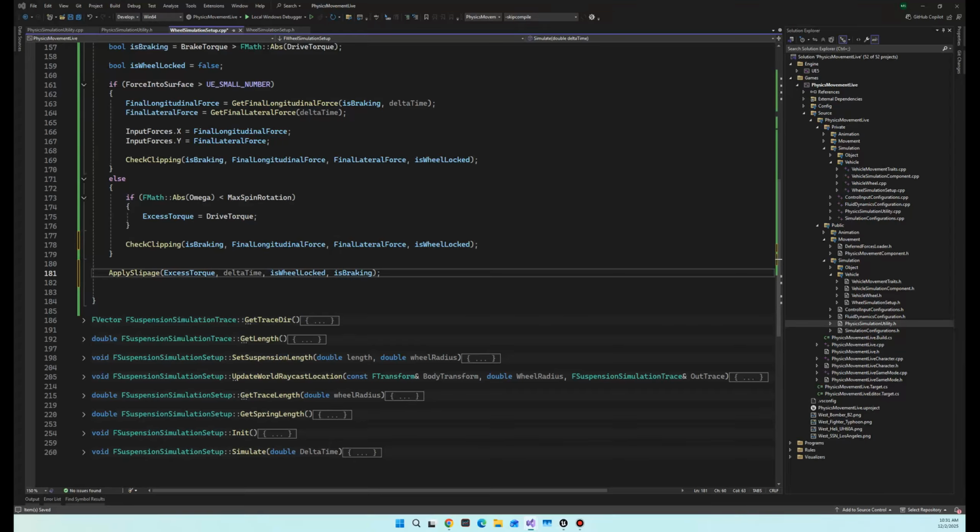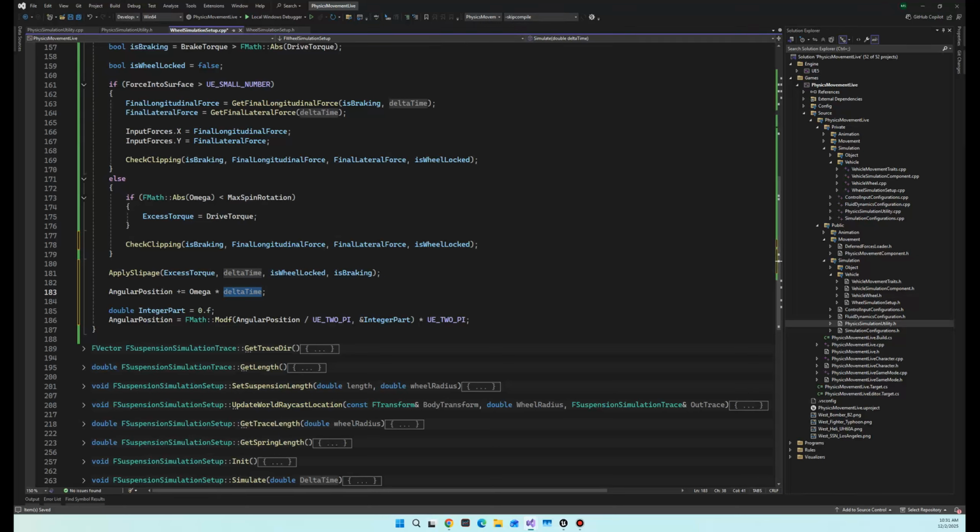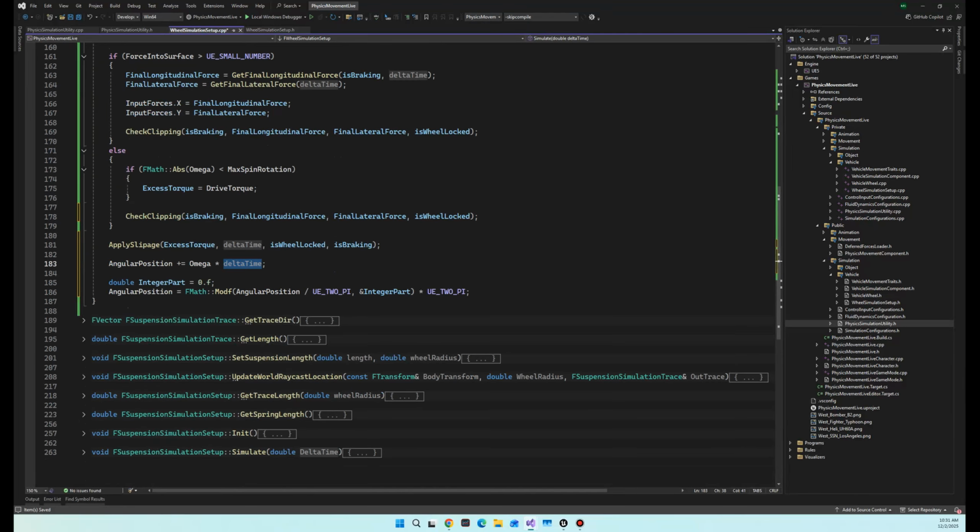So after we've gotten all of that, we need angular position. There's a couple of things we need to do for that. First off, we need to calculate the angular position. That's based on the omega and delta time. Again, everything needs to be done by the frame rate that's coming in, or the delta time, or actually the speed of the simulation, I should say, since this is not being done on the game thread. This is on the physics thread.